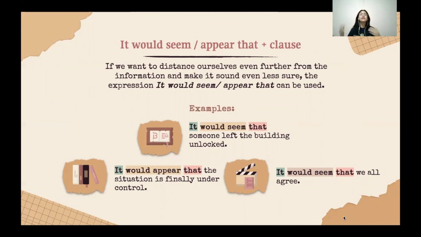Now we have it will seem or appear that plus the clause. For this structure, we can use it to distance ourselves even more from the information and make it sound like you are less sure. So some examples are: it will seem that someone left the building unlocked. Another example is it will appear that the situation is finally under control. And then it would seem that we all agree. We are not completely sure, but we are saying it with the would.